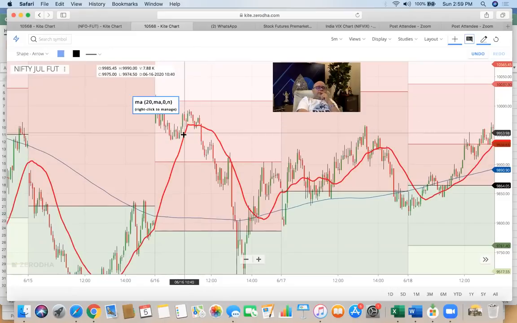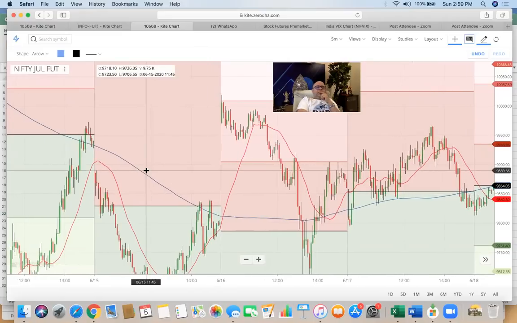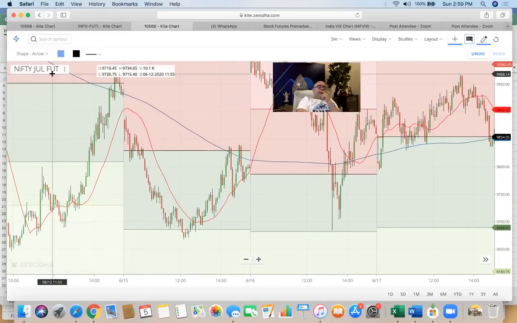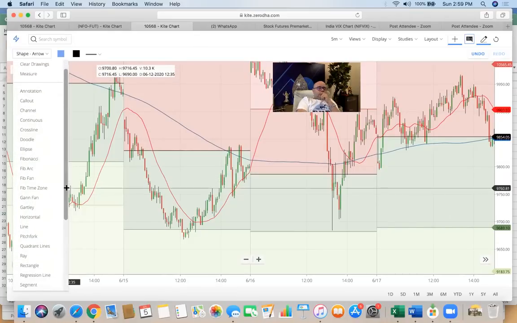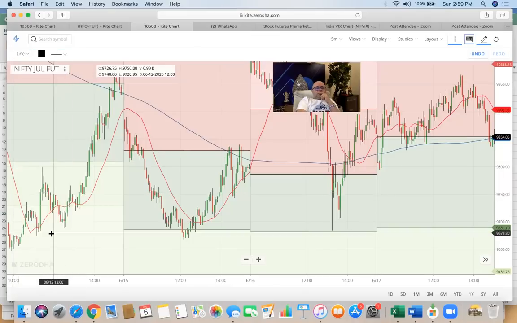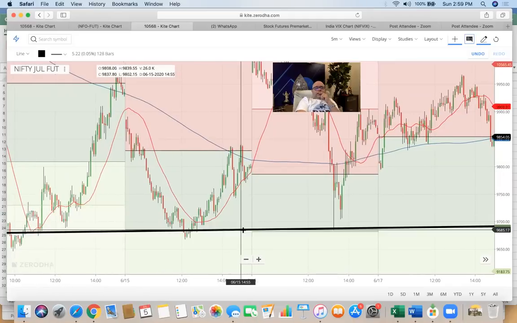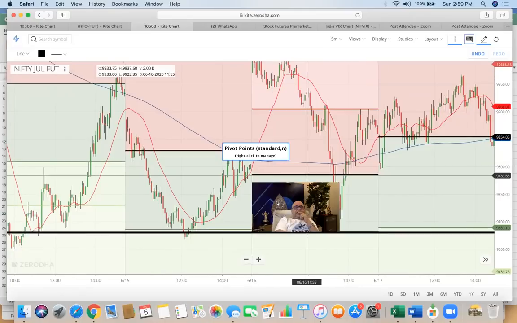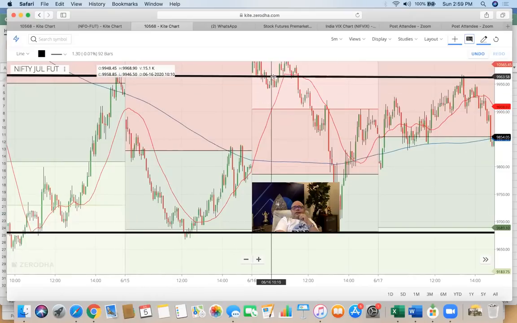Okay, now here again let me draw the range. So basically this is about 9600 to the 9950 range which we had for some time in the last month.